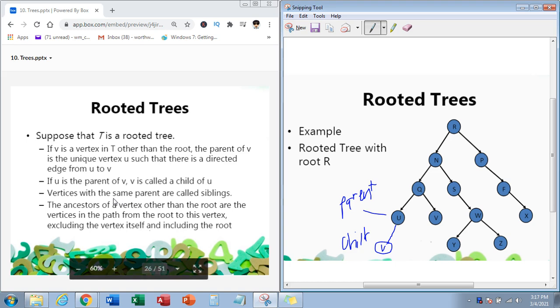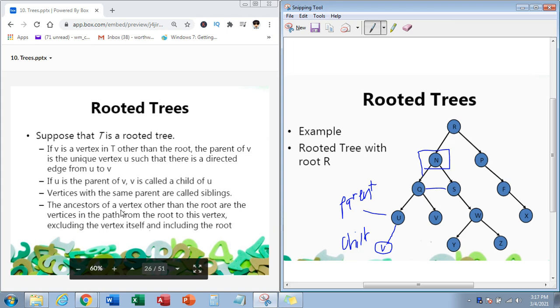Vertices with the same parent are called siblings. For example, this one's parent is N. So these two, Q and S, are siblings.